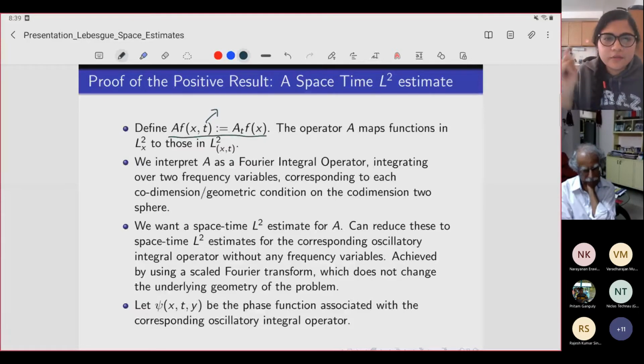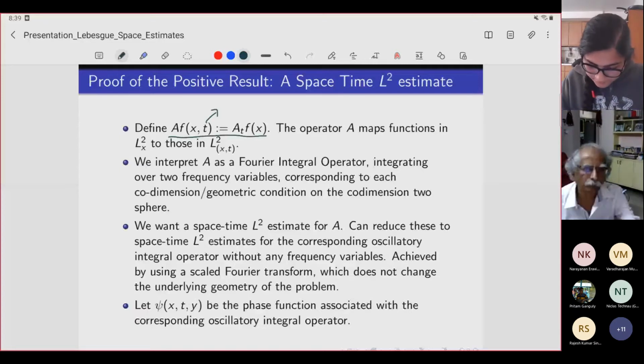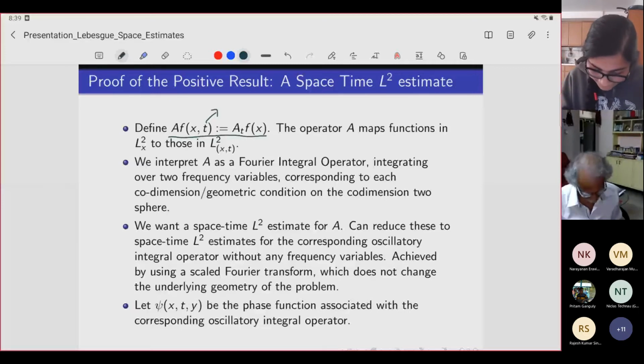Okay. So then this operator A maps functions in L2 of x, so functions of 2n plus 1 variables, to those in L2 in variables x and t, functions of 2n plus 2 variables. This is how you should think of it. And again, the idea we use, which is what I was saying in the context of the Muller-Seeger paper before, is that we look at this operator A as a Fourier integral operator.